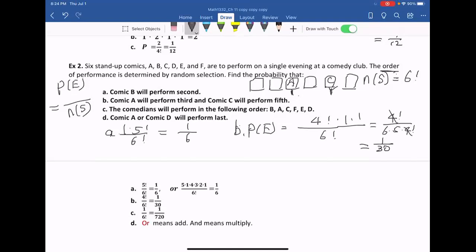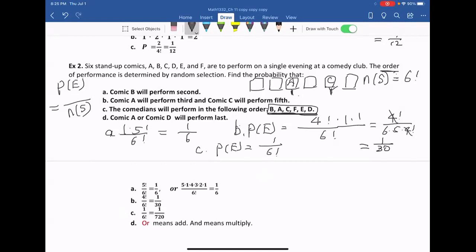Next one, C. The comedians will perform in the following order, B-A-C-F-E-D. How many ways of this? Oh, I should say, this is just one order. That means the number of times this event can occur is only one. I put C here. The probability of this event occurring equals one over the number of the sample space, which is 6 factorial. And use a calculator to find 1 over 6 factorial. Oh, I have the answer here.